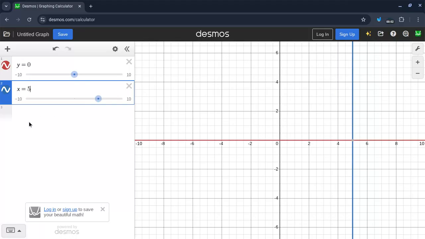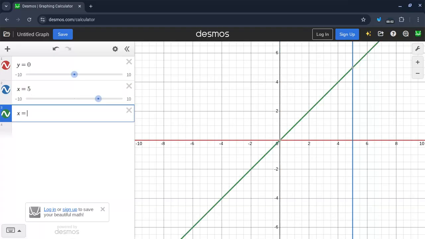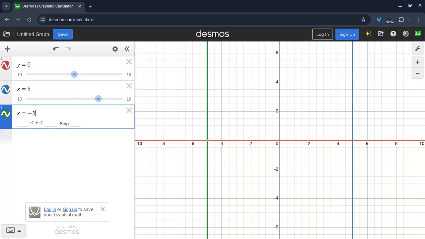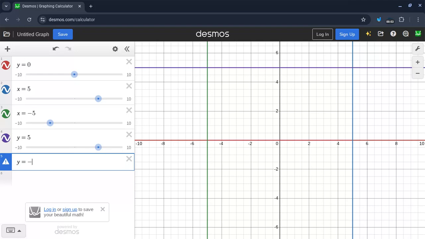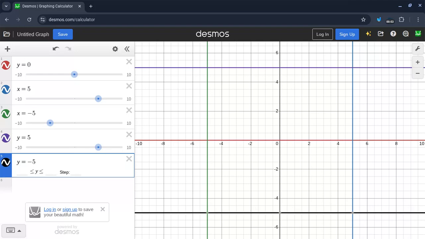I could also have x equals negative 5, and that green one is 5 units from the origin. And then I could have y equals 5, the purple line, 5 units from the origin, and y equals negative 5. So you can see where we are working here based upon that box of those different graphs.